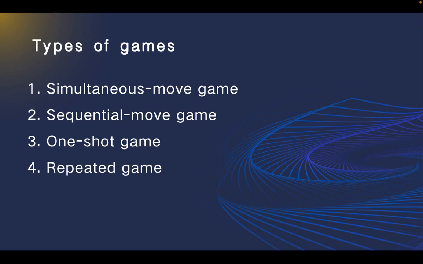And the second one is the sequential move game. This is a game in which one player makes a move after observing the other player's move. That means the action you take depends on the other player's action. And the third one is the one-shot game. This is a game in which players interact to make a decision only once. That means this game only has one chance.